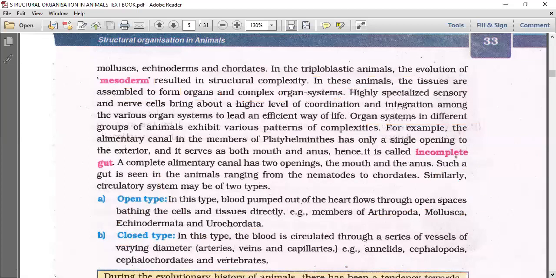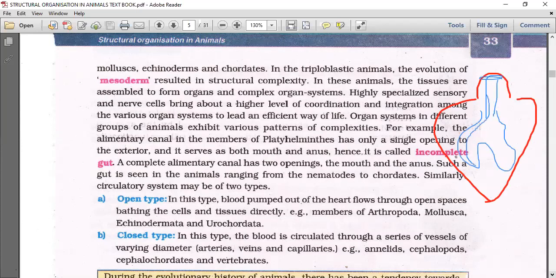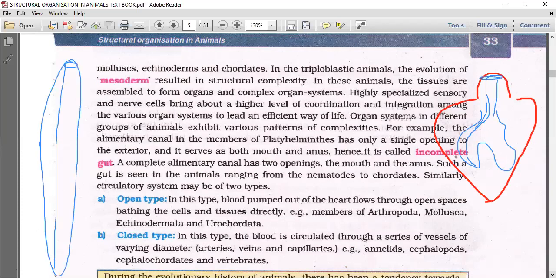It is given that a complete alimentary canal with two openings, the mouth and anus, is seen only from nematodes onwards. What if you see in case of phylum Platyhelminthes? I am taking a representative of phylum Platyhelminthes here. In phylum Platyhelminthes, the alimentary canal begins with the mouth, but it doesn't have an anus, no opening here. If you take Ascaris lumbricoides, roundworm from phylum Nematoda, the alimentary canal begins with the mouth and ends with the anus. So that's it.